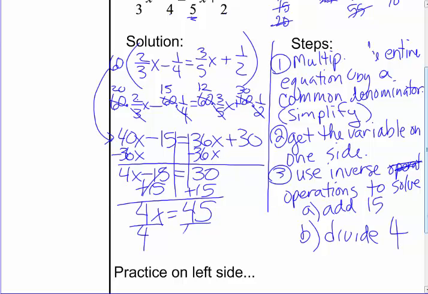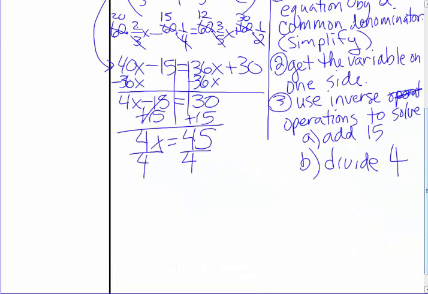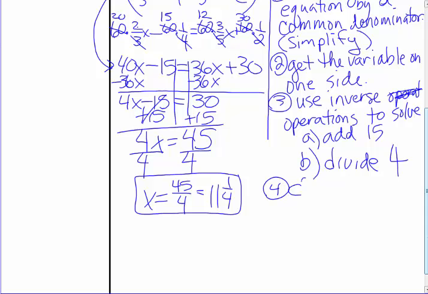So divide by 4 there and there. So x is equal to 45 over 4, which is the same as 11 and 1/4. And then you are going to have to check your solution. Later on, you're going to see why it's absolutely necessary.